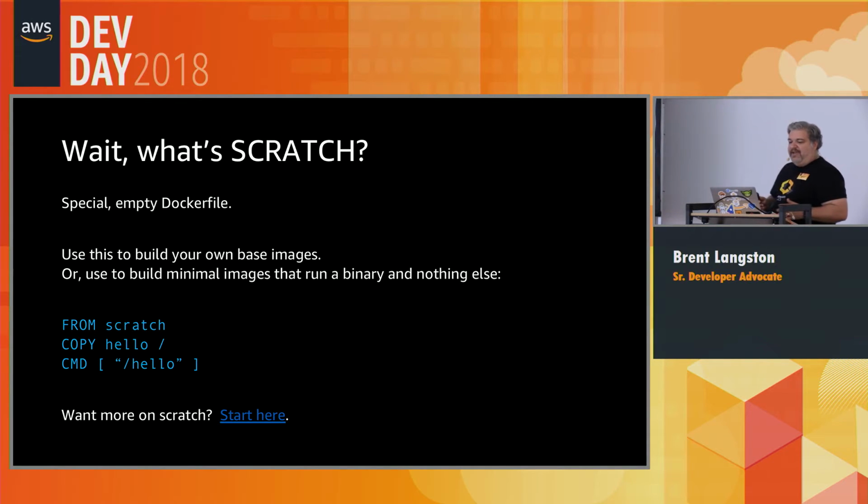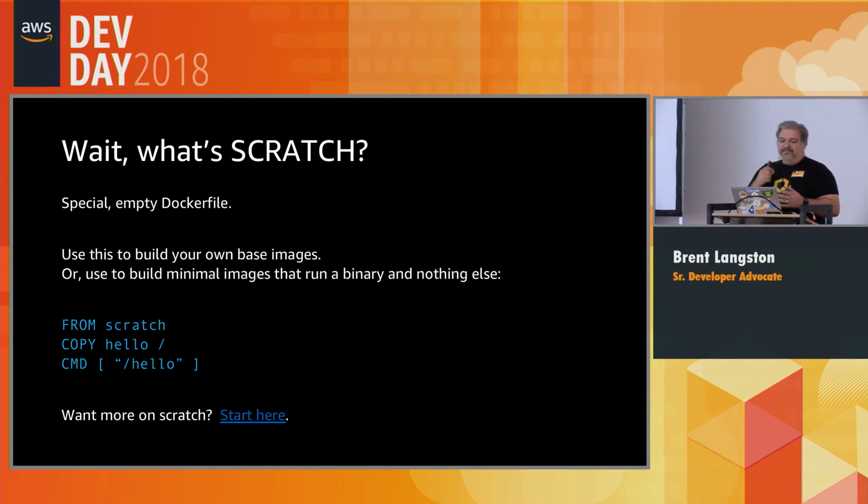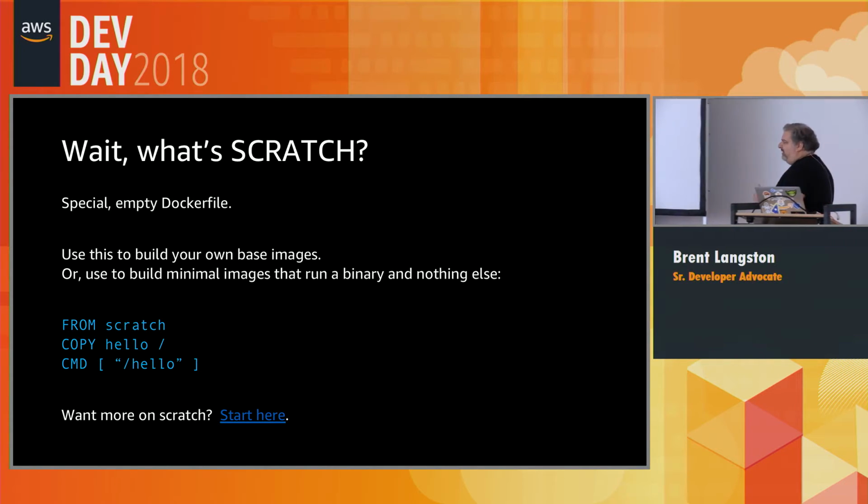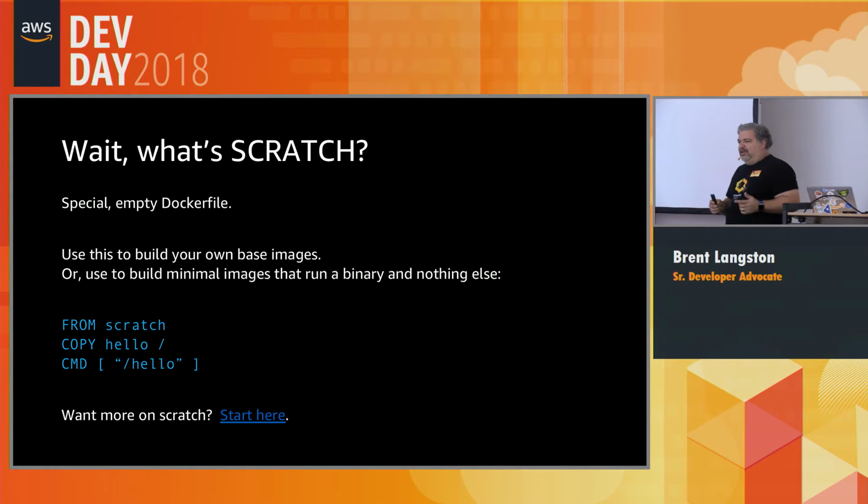So again, what is Scratch? It's a special empty Docker image. You can use it to build your own base images. If you ever look even at complicated Dockerfiles like Ruby, if you look at the official Ruby Dockerfile or the official Python Dockerfile, you'll see that it starts from scratch. And it actually explodes a tarball into the container and builds a whole Linux file system from that tarball. So Scratch is where eventually everything traces back to. But if you start from there, then you know you're going to have a Docker container that's as efficient as possible.